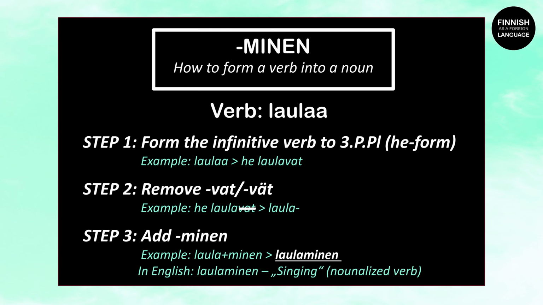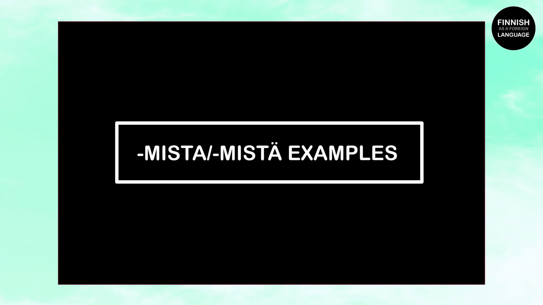Then in our third step we add minen. So that means we have laula plus minen is laulaminen. Laulaminen is now our noun-less verb. And that's already all we need to know when we want to turn a verb into a noun. Now, the noun-less verb can also appear in different cases. Now let's go through some -mista examples.